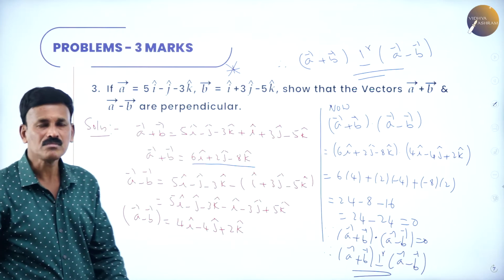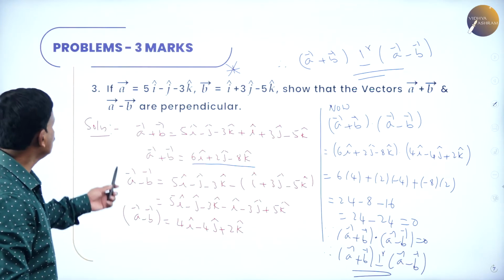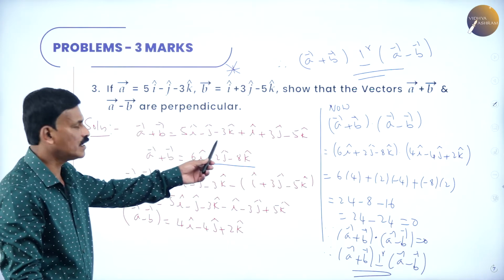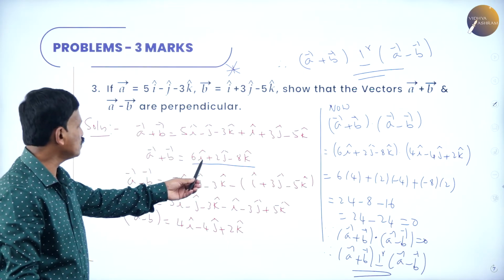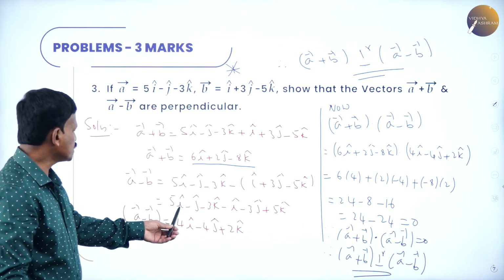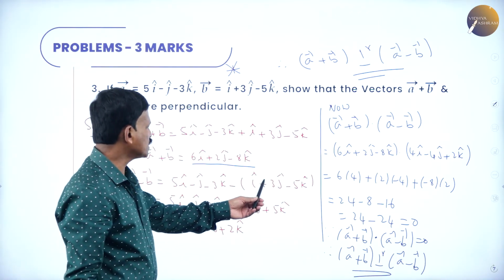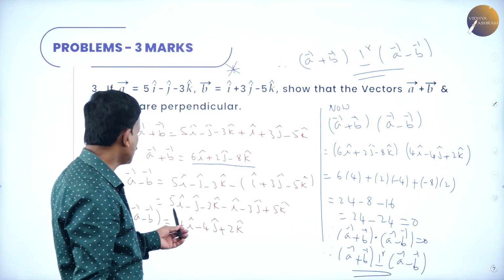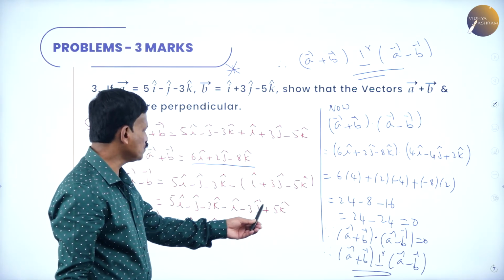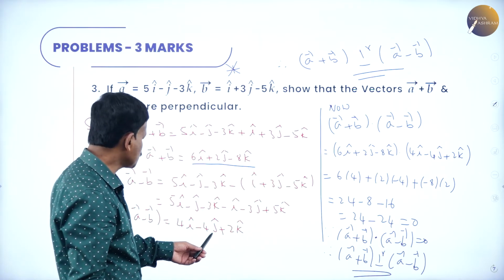See, I'll explain once again. What is given? A and B are given. Find out A plus B. A plus B is the addition of vectors. You will get 6i plus 2j minus 8k. And for A minus B, the difference, just multiply B by a negative sign: minus i minus 3j plus 5k. 5i minus i is 4i. Minus 3 minus 1 is minus 4j. Minus 3 plus 5k is plus 2k.